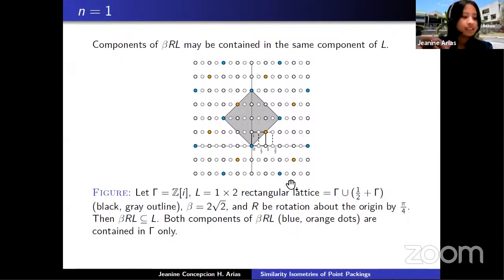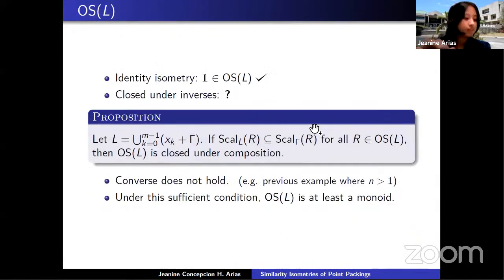This tells us that components of beta RL may be contained in the same component of L, or in other words, the subset relation between the components of beta RL and the components of L need not be one-to-one. So let us now examine the properties of the set of similarity isometries of L.